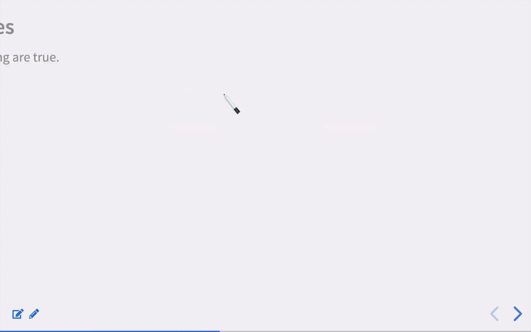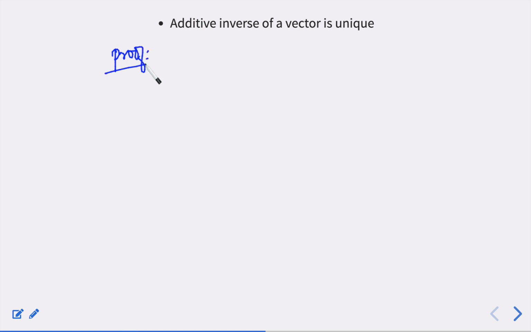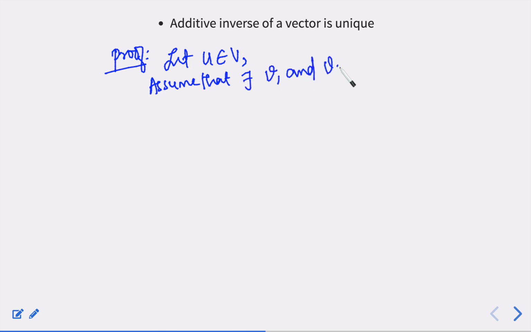Not only this, if you see the additive inverse of any vector, then that also must be unique. What is the proof? That is also very simple to prove. Suppose u belongs to V. Now the question is, this must be unique. The additive inverse must be unique. Suppose, by contradiction, that there exist v1 and v2, two inverses, such that u plus v1 gives me the zero vector, and u plus v2 is also giving me the zero vector. Right? That's the definition of additive inverse.